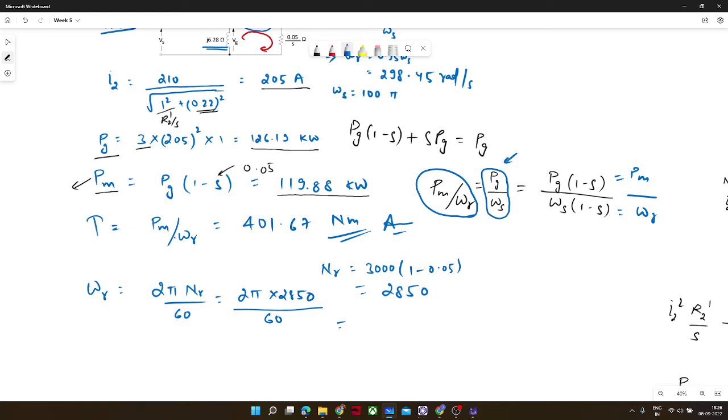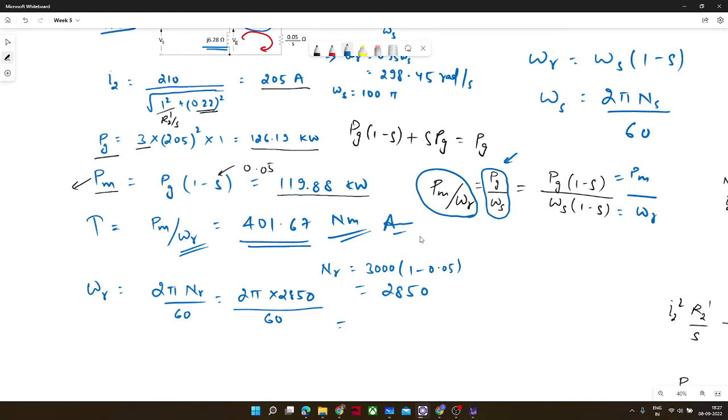So for torque, I did Pm by omega R to calculate the mechanically developed torque. If we did not have Pm but had the Pg value, we would do Pg by (1 minus S) also; some manipulation we have to do. Omega R we have calculated: omega R is nothing but omega S into (1 minus S), and omega S is nothing but 2 pi Ns by 60. I put that value here, and you can easily get the torque value, which was the answer for that problem.